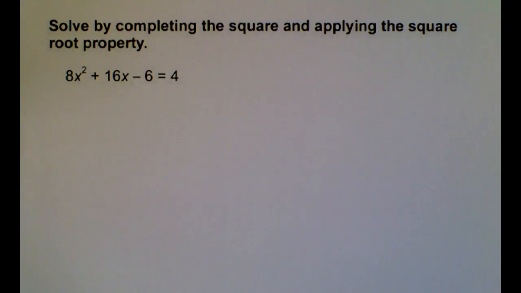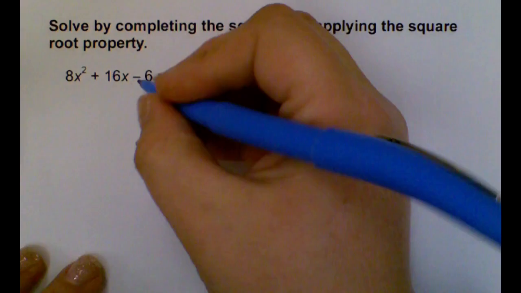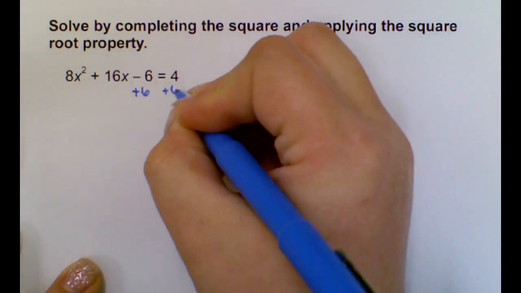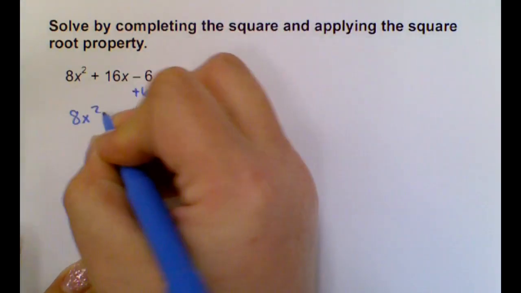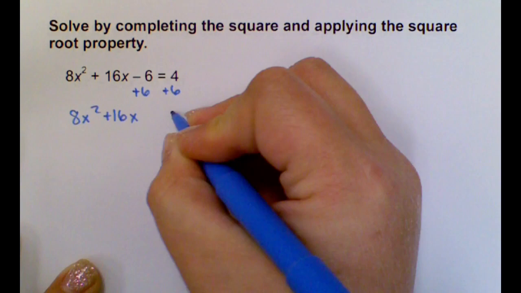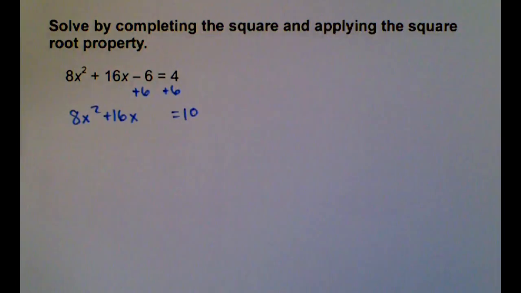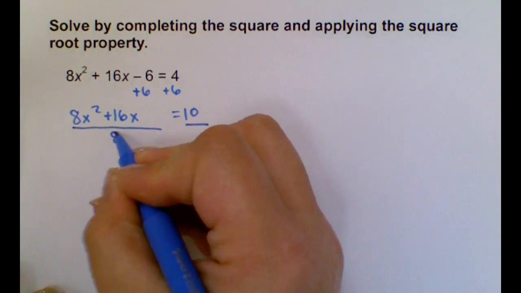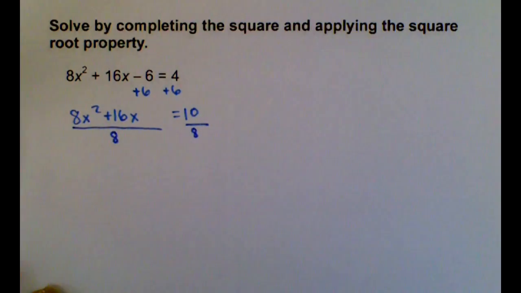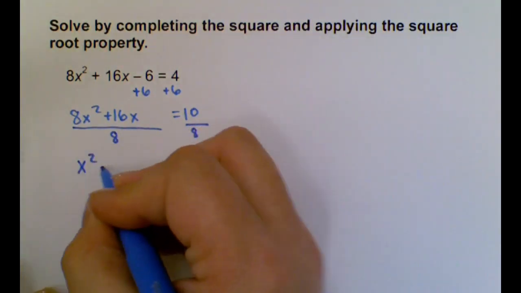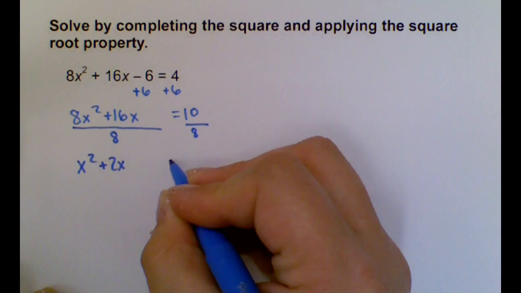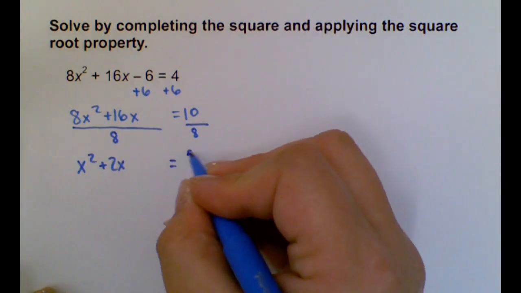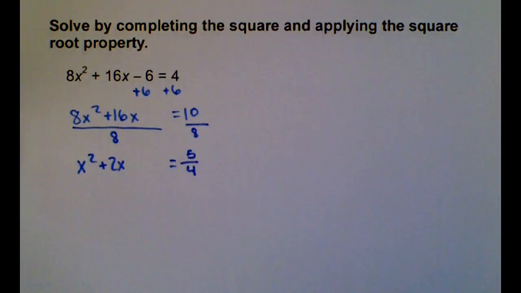So let's try another one. We start by getting the x's alone. Add 6 over. I have 8x squared plus 16x equals 10. Well, this time our a value is not 1, so we want to make it 1. We're going to divide everything by a, which is 8 in this case. So I have x squared plus 2x equals 10 over 8, which simplifies to 5 over 4.